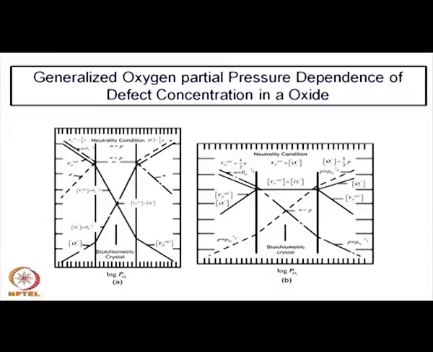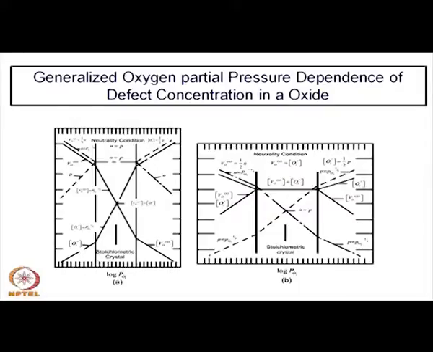Well, this we have discussed when we were discussing the defect structure of different oxides, and this is a generalized picture of the partial pressure dependence of different kinds of possible defects present in an oxide. Okay. So, in general one can notice here that there are 3 partial pressure ranges. Broadly they can be divided into 3 ranges.